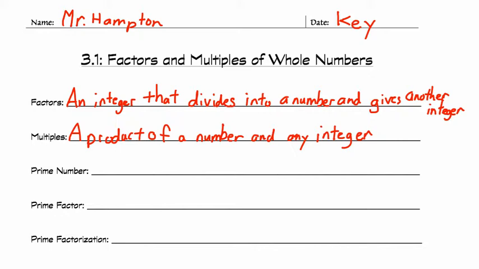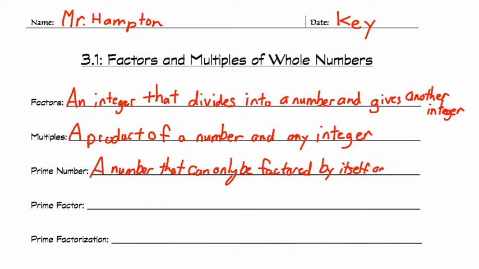Prime numbers. A prime number is a number that can only be factored by itself and 1. So 3 is a prime number because it has no factors other than 3 and 1. Nothing else divides into it. Another prime number is 19. The only numbers that you can divide 19 by are 19 and 1.